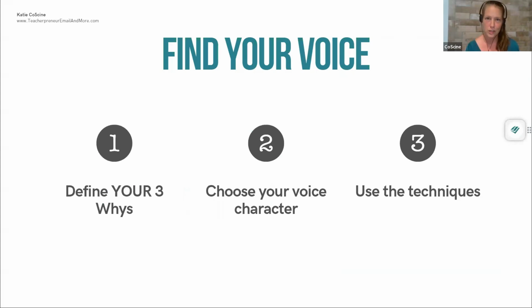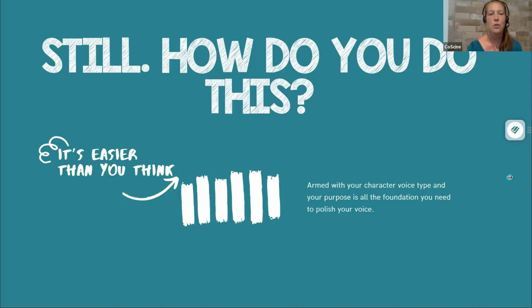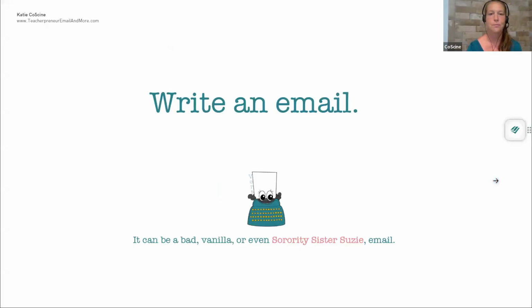So here are the steps when you start writing your emails. Define your 3 whys. Choose your character voice. So that would be like the mom teacher, the bestie teacher, the disgruntled teacher. Choose who you are in real life, and you're going to infuse that into your emails. And then you're going to use the techniques. And I think that's what I'm going to show you next.